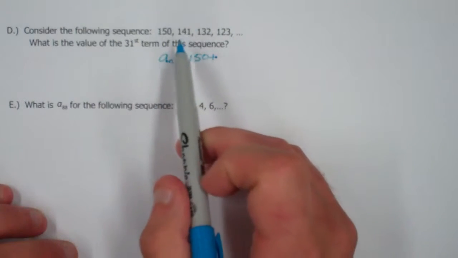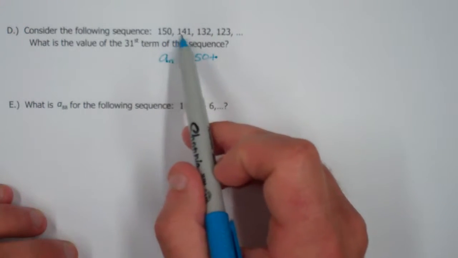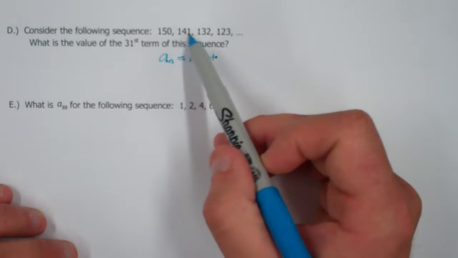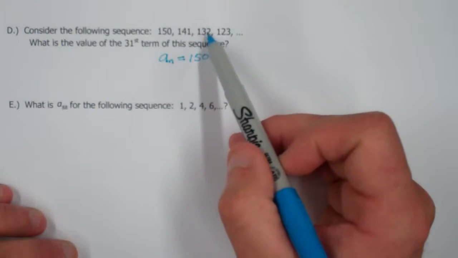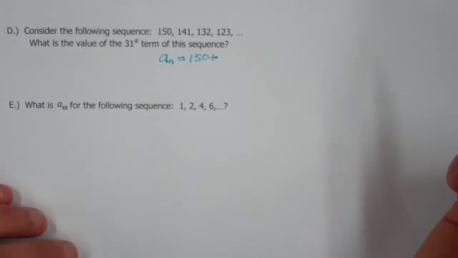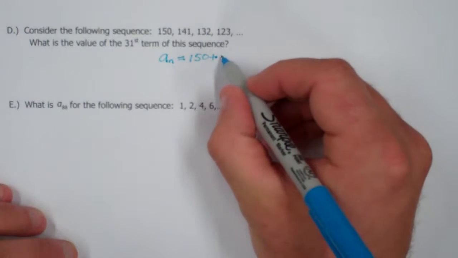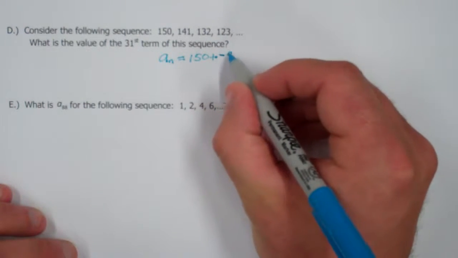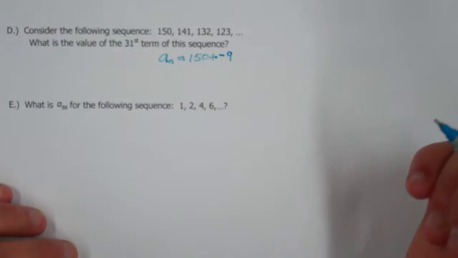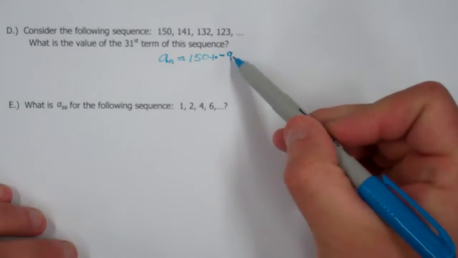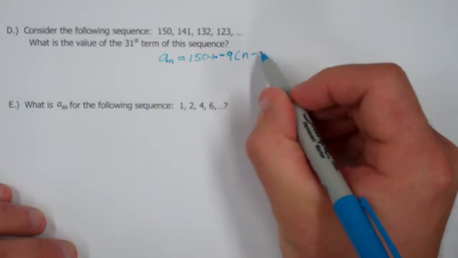Let's see if we can figure out what D is for this one. Well, to go from 150 to 141, we'd have to subtract 9. If we subtracted 9 again, we'd get 132. Subtract 9 again, and we get 123. So I think D for this one is negative 9. Remember, even though you're subtracting 9, we want to think about what we are adding each time, and we're adding a negative 9. This is n minus 1.